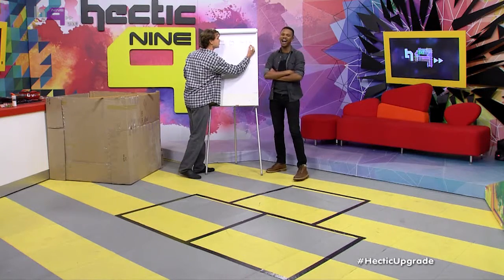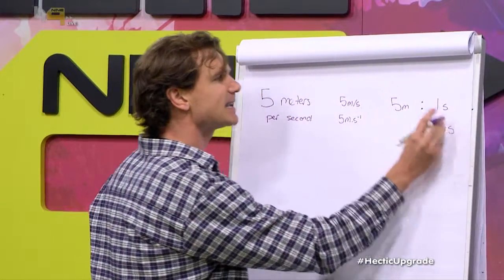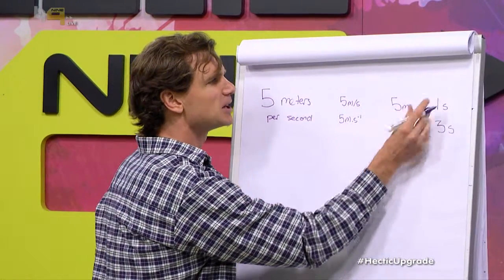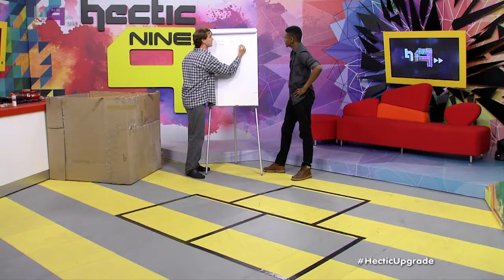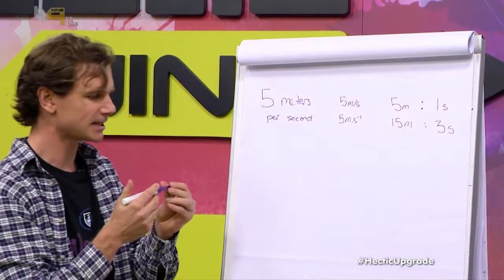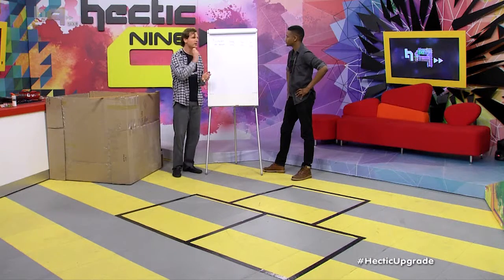You have hit the nail on the head. There we go. We have 3 seconds. So in ratios, what we do to the right-hand side, we do to the left. So we multiply by 3 there, and we multiply by 3 here. And we get 15 meters in 3 seconds. All right, let's move on to our next demonstration.